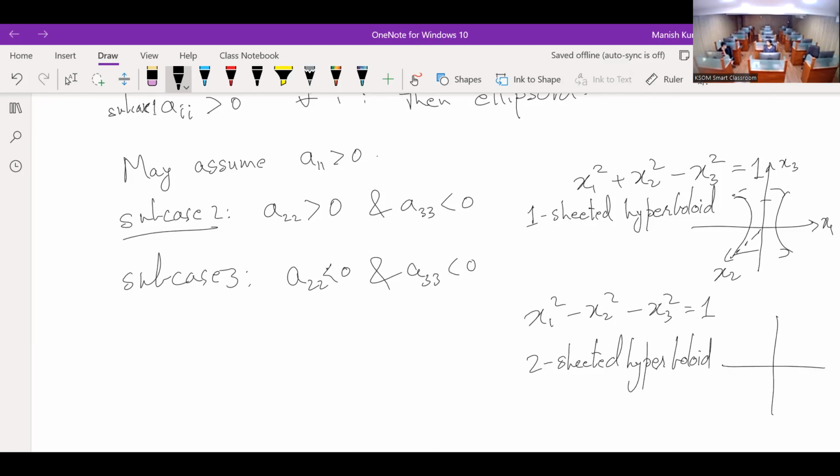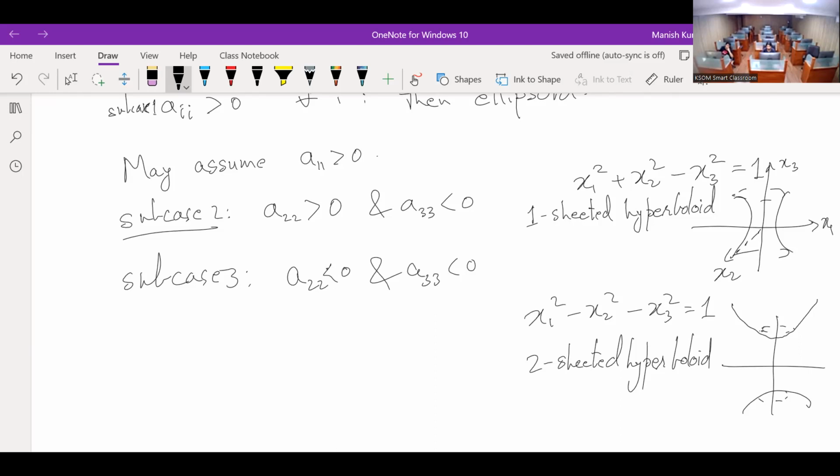It's difficult to draw the three-dimensional picture. It looks like a parabola, but it's actually a hyperbola is what I wanted to draw. The lower half looks better. Okay, so it's a two-sheeted hyperboloid.